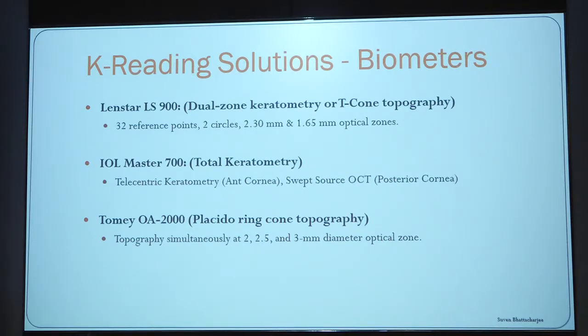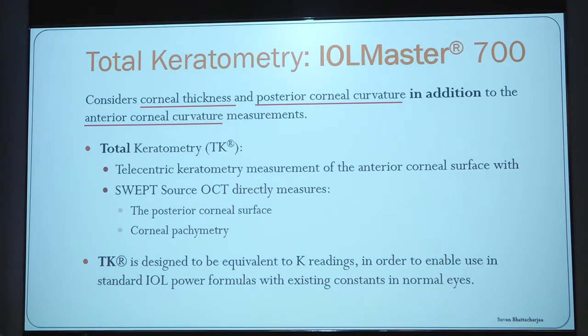In the Tomey, it does topography simultaneously at 2, 2.5, and 3 millimeter zones, and it has 9 mires, so it gives you a fairly good idea, but it's mostly topography. The IOLMaster 700 has brought in something called total keratometry. This is basically telecentric keratometry, a measurement of the anterior corneal surface, and swept source OCT directly measures the posterior corneal surface and the corneal pachymetry. So it's basically swept source OCT doing all that, and you get multiple points. It gives you an equivalent K, which enables you to calculate the standard IOL powers much better.